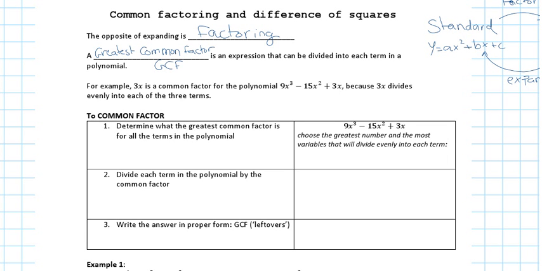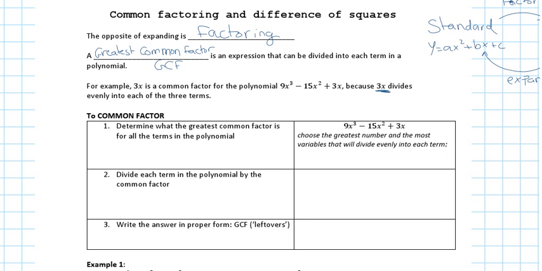So if I'm looking at this trinomial here, I have 9x cubed minus 15x squared plus 3x. What would be a number that you can divide all 3 terms by? 3 is 3. So the number is 3. Now, you see that in each term you have the letter x, so that means you can also factor out an x. So now I can factor out a 3x. That would be my greatest common factor. I have to factor it out, and I have to divide each term by that 3x.